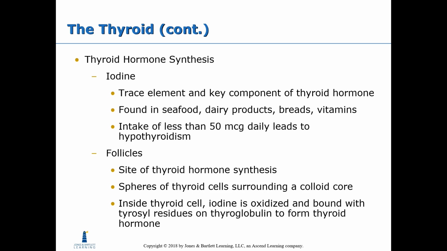Follicles, the site of thyroid hormone synthesis. Spheres of thyroid cells surrounding a colloid core. Inside the thyroid cell, iodine is oxidized and bound with tyrosine residues on thyroglobulin to form thyroid hormone.